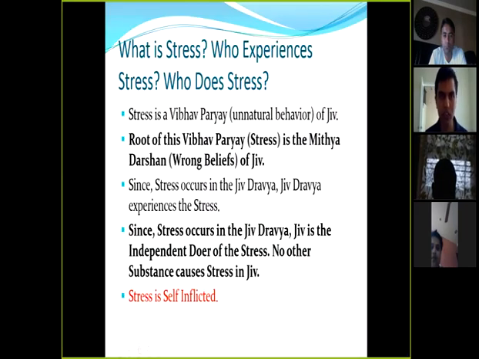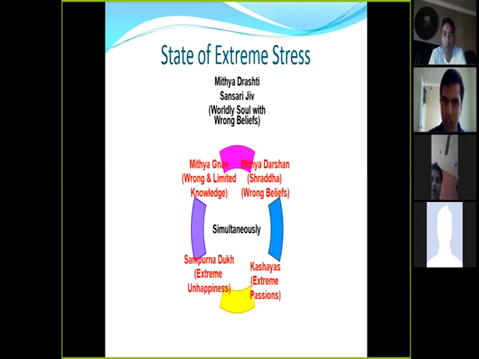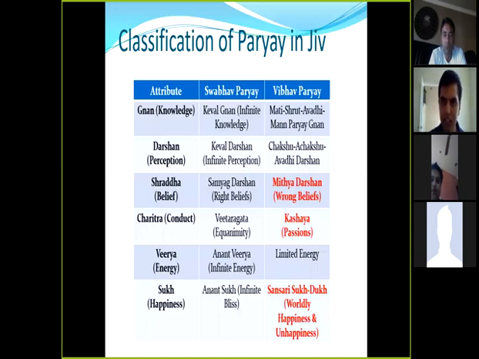Okay, so this is the slide we left off from last time. We defined what stress is, right? And what we defined it as: stress is a vibhav, or unnatural behavior of jiva. Does anyone remember this? Last time we studied swabhav and vibhav, like natural and unnatural behavior of jiva. Anyone remember this table? Anyone have any questions about this table, given the lots of material we covered last time?